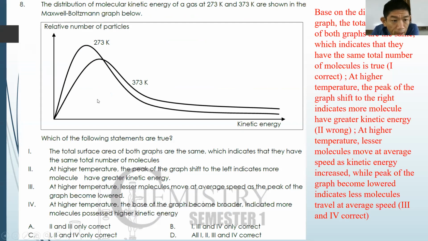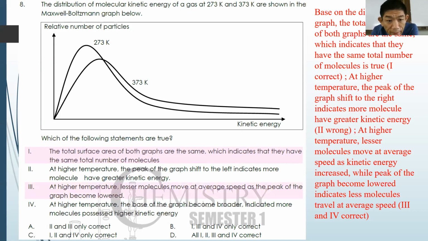So 1 is correct. Number 2, at a higher temperature, the peak of the graph shifts to the right, not to the left. Okay, it indicates that more molecules have a greater kinetic energy. So that is why number 2 is not correct, because the graph shifts to the right. Number 3, at a higher temperature, fewer molecules move at average speed as the peak becomes lower, which is true, because when the peak becomes lower, that means that fewer particles have average kinetic energy. So 3 is correct.